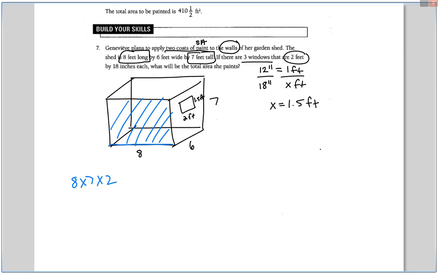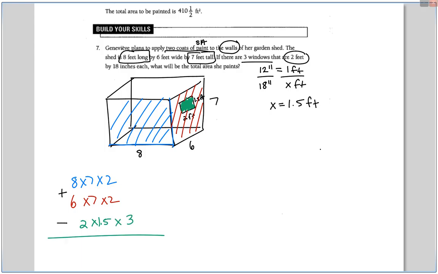8 by 7. That's that rectangle. And then times it by 2. Now I'm going to do the sides. So the whole side would be 6 by 7, and there's 2 of them. So that's what we're going to add up. We add those. And then we have to subtract out the windows, because you're not going to paint the windows either. So the windows, in green there, 2 feet by 1.5 feet, and there's 3 of them, pardon me.